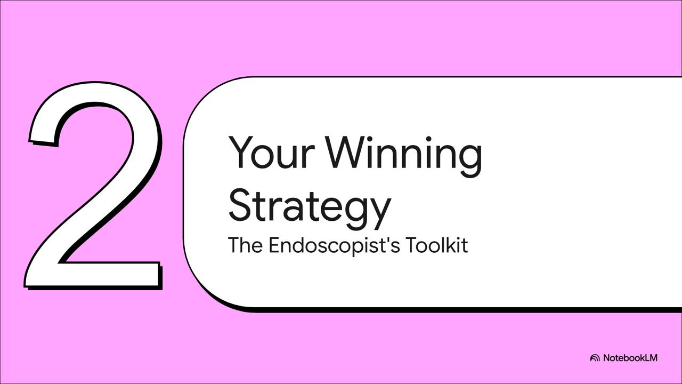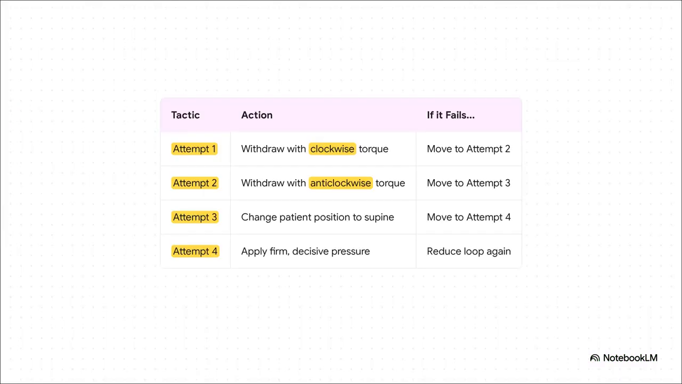So how do you put this all together in the real world? What do you do when you feel that one-to-one movement disappear, but you're not totally sure which kind of loop you're dealing with? Well, let's build a simple, really effective troubleshooting plan. Okay, think of this table as your playbook. You've lost control. What's step one? You try the most common fix, withdraw with clockwise torque. If that doesn't do it, hey, maybe you've got a reversed alpha on your hands, so you try anti-clockwise. Still stuck? Time to change the patient's position. And, as a last resort, sometimes a very firm, decisive push can get you through that tough spot.